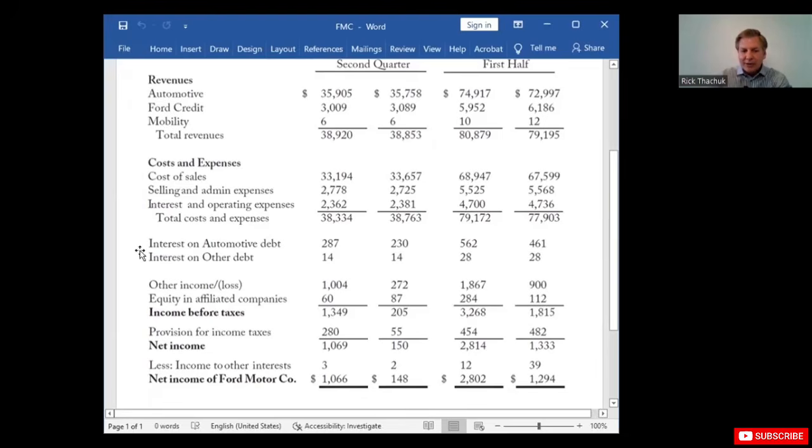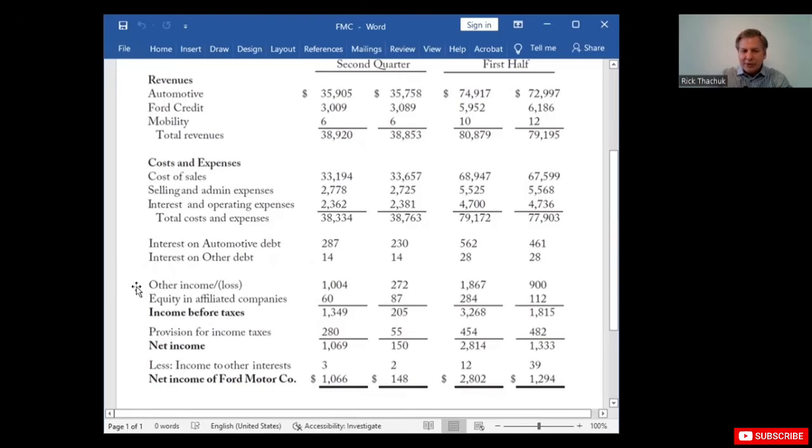These are some more expenses. Interest. These two are interest payments. Ford Motor Company borrows money, like most companies. So some of the money they borrow to pay for their production of cars, we call that interest on automotive debt. So debt here are loans made by Ford Motor Company. This is what they paid in interest in this period. And this is what they paid on interest on other debt in this period.